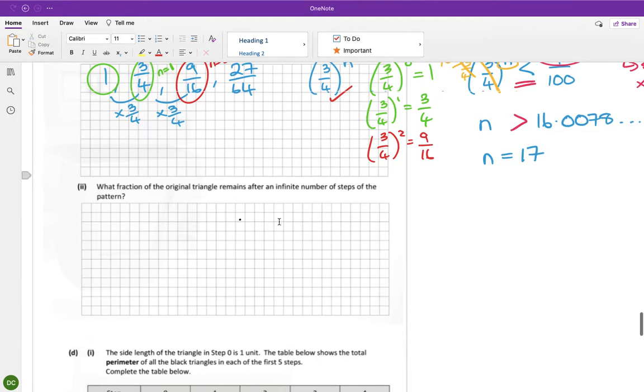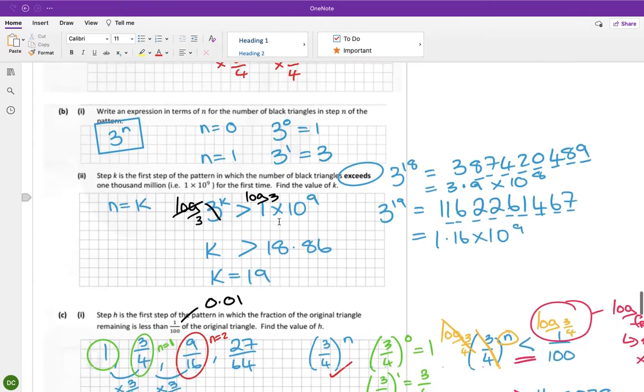Yeah? So what fraction of the original triangle remains after an infinite number of steps? Now, I just want to look at this because sometimes we use this formula, and I feel like we should do this, but I'm pretty sure this isn't going to work. So a is 1 over 1 minus 3/4. That's 1 over 1/4, which is 4. Okay, so that doesn't make any sense. What does that even mean? There would be 4 triangles remaining when we remove all the triangles from it? That doesn't make any sense.